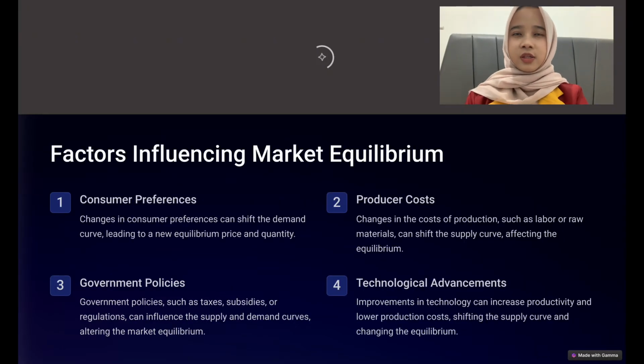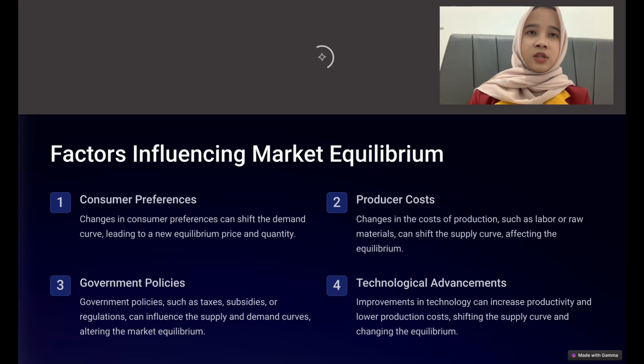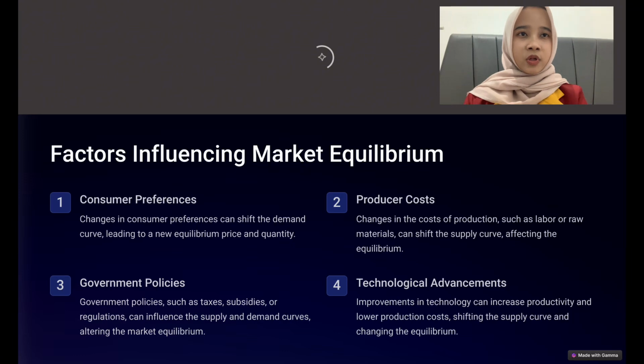Factors influencing market equilibrium. 1. Consumer preference. Changes in consumer preference shift the demand curve, leading to a new equilibrium price and quantity. 2. Producer cost. Changes in the cost of production, such as labor or raw materials, can shift the supply curve, affecting the equilibrium.